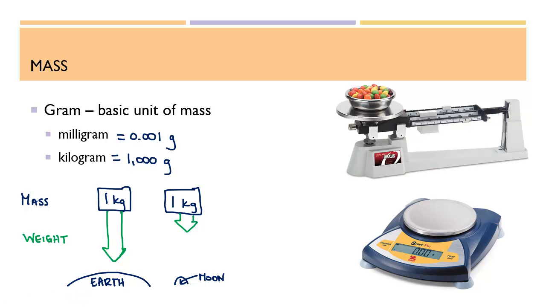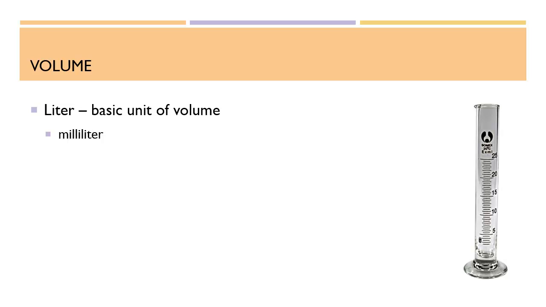Next up we have volume, and the basic metric unit of volume is the liter. The milliliter will be the most common unit that you will use in chemistry because that's what unit we use to measure liquids and many other volumes. Remember, there are 1,000 milliliters in a liter, or 1 milliliter is equivalent to 1,000th of a liter.